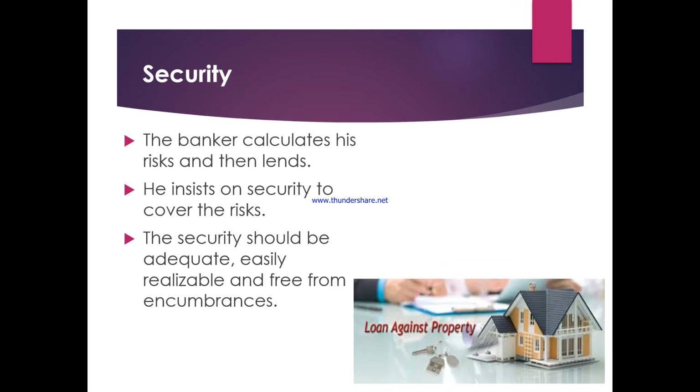Next is security. The banker calculates his risks and then lends. He insists on security to cover the risk. The security should be adequate, easily realizable, and free from encumbrances. Now, for example, if I'm taking a loan for construction of a home or house, the bank will take away my original documents of that particular property on which I'm going to build that house. That is the security that the bank will take from me.